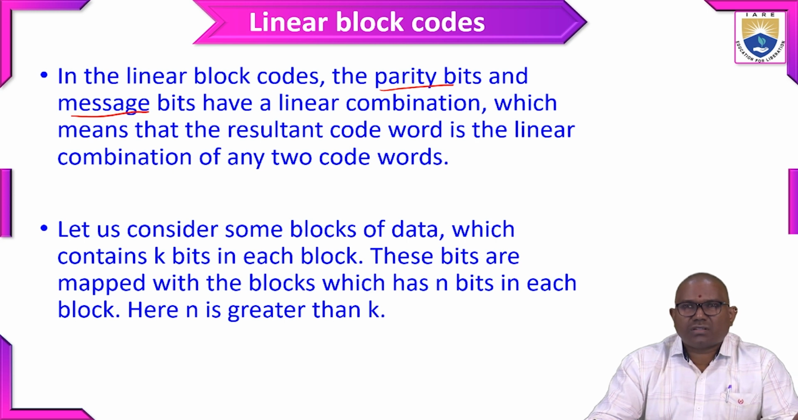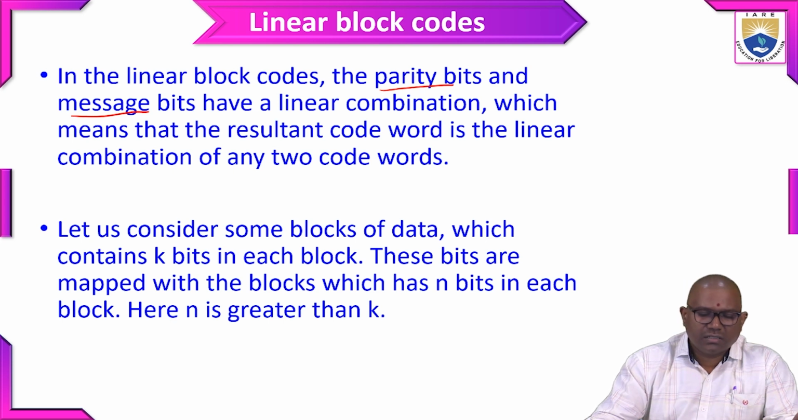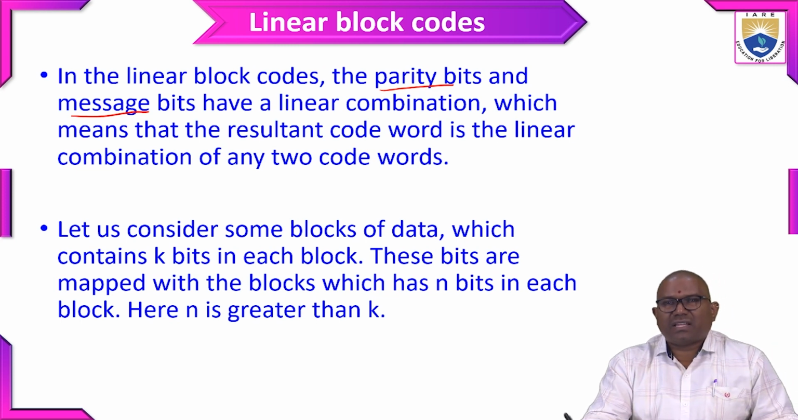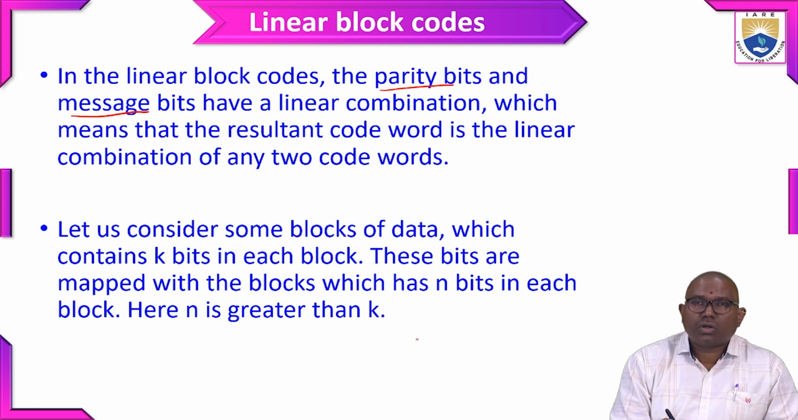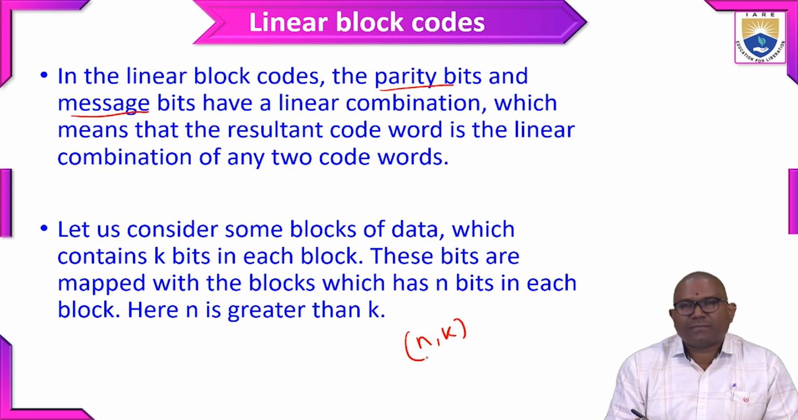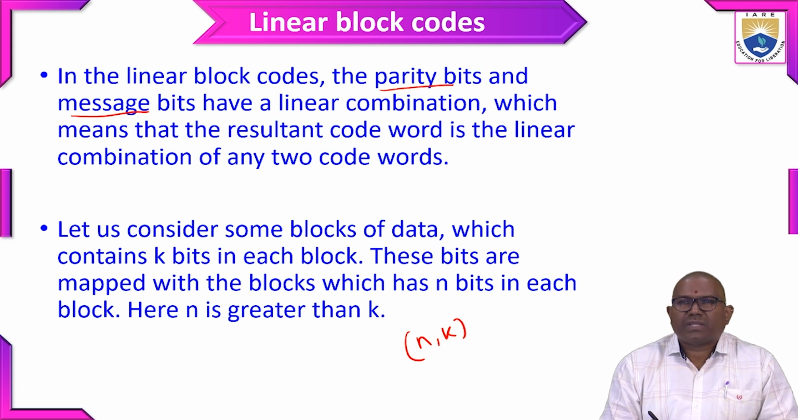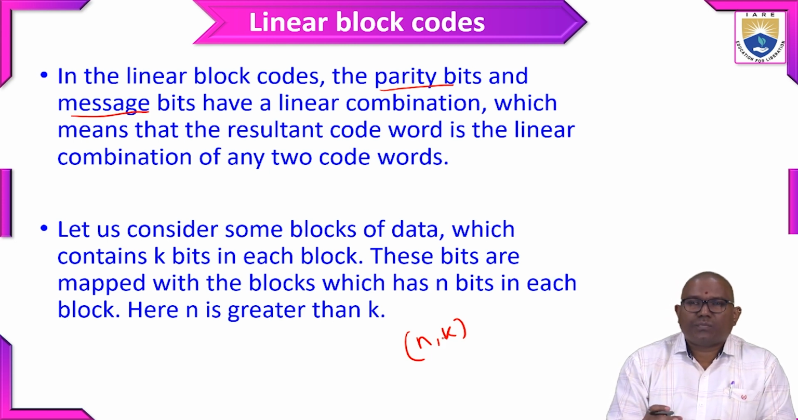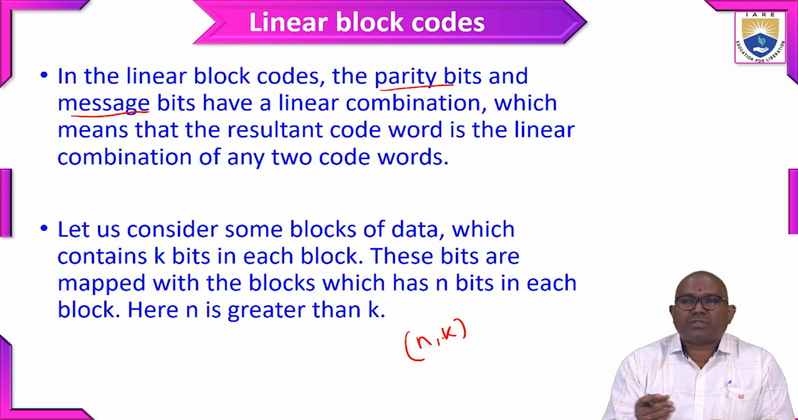So let us consider some blocks of data which contain k bits in each block. These bits are mapped to blocks which have n bits in each block, where n is greater than k. So in the block code we can represent it as (n, k). So n is the number of bits in a code, or simply the code length, and k is the number of message bits.